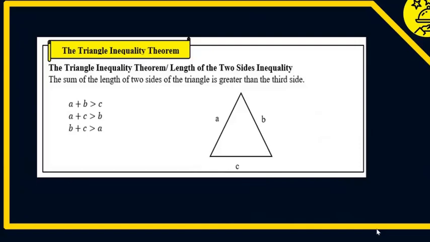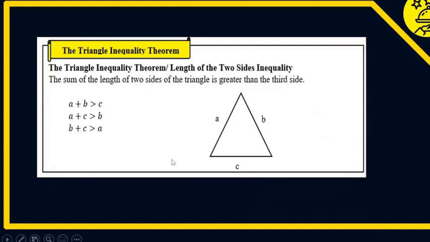Okay? So we have the triangle ABC, with side A, side B, and side C. Side A plus side B is greater than side C. Side A plus side C is greater than side B. Side B plus side C is greater than side A. So this will be the length of the two-side inequality.